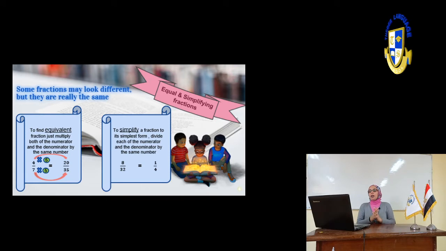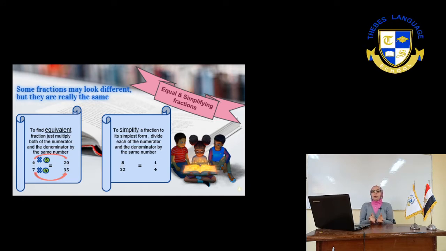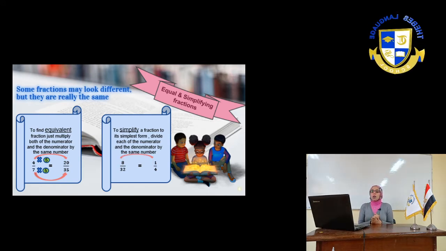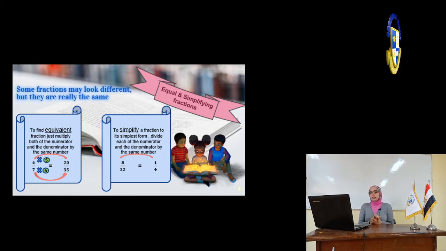But if we find the fraction becomes smaller, the numbers become smaller, we call it simplify. The numbers are made simple. So, to simplify any fraction, we will divide. If we have 8 over 32, it will be equal to a quarter. How do we do this? 8 becomes 1. It becomes smaller. So, we divide. Divide by what? 8 divided by what equals 1? 8 divided by 8.